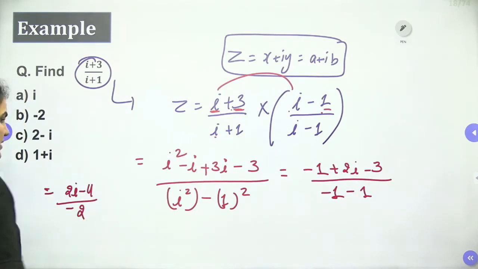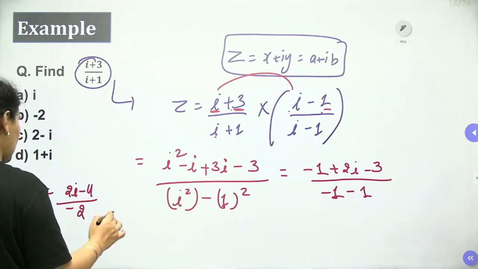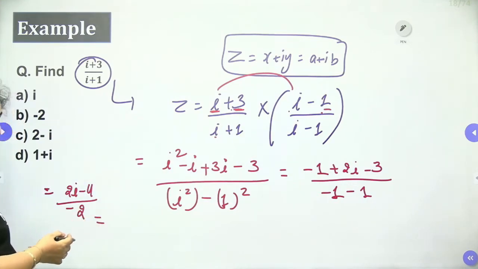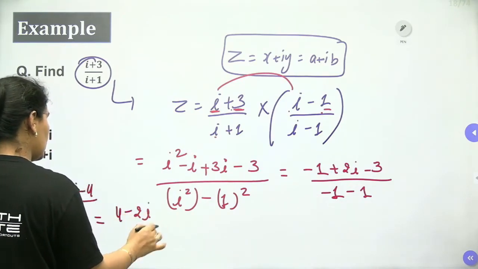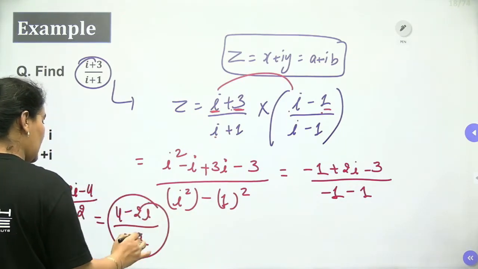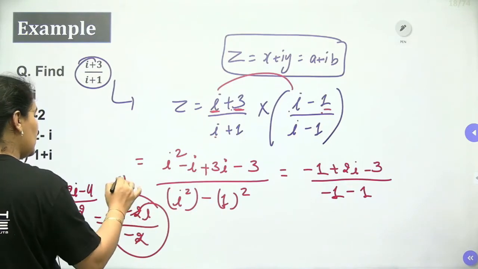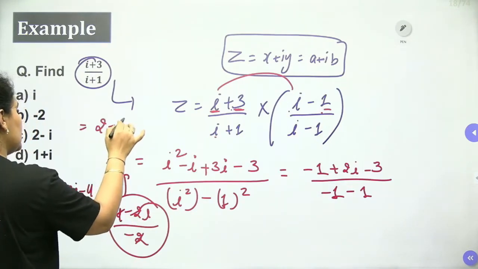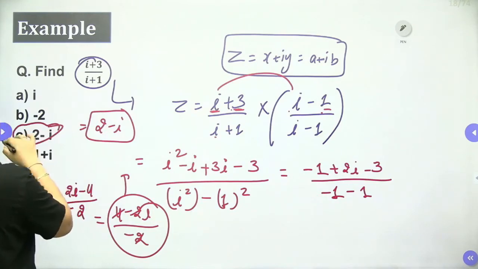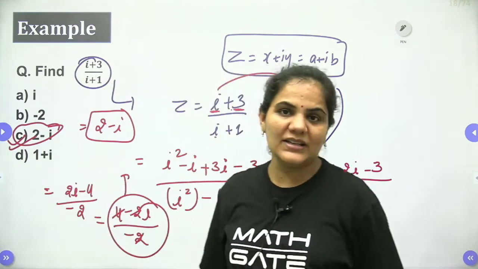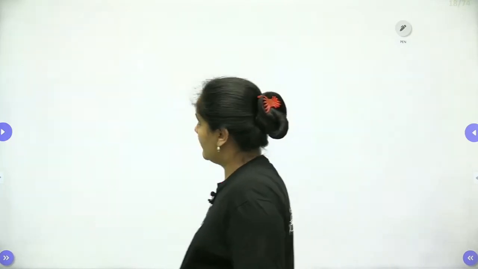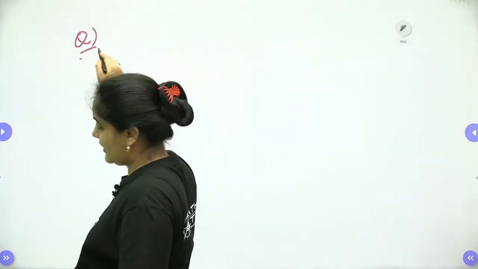Since the denominator has a negative sign, we can write it as (4 minus 2 iota) by minus 2 after adjusting signs. The 2 and 2 cancel out, and the result is 2 minus iota, which you can see in option C, dear students. So we can easily approach these types of questions. Let me show you one more good example.